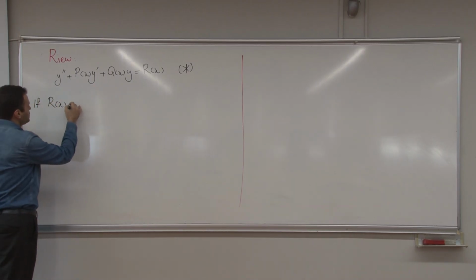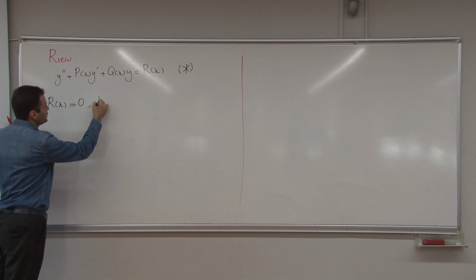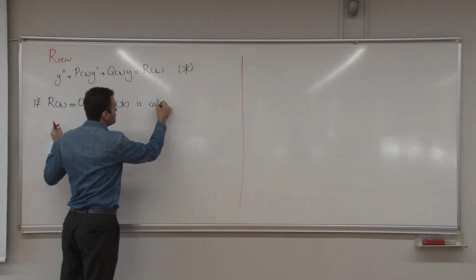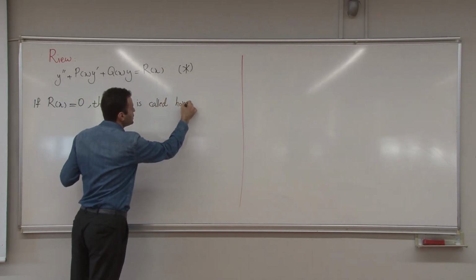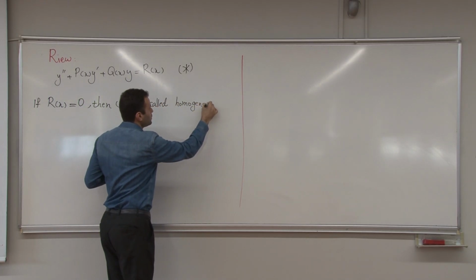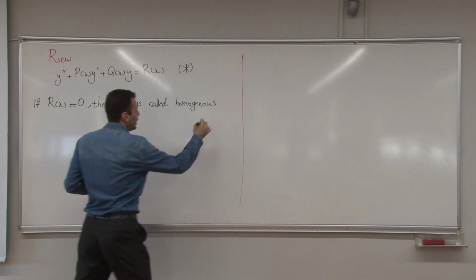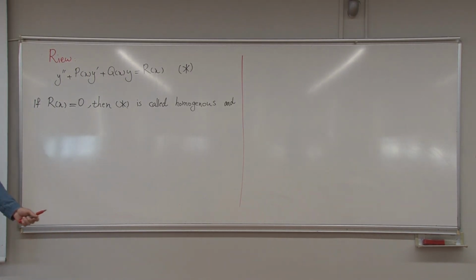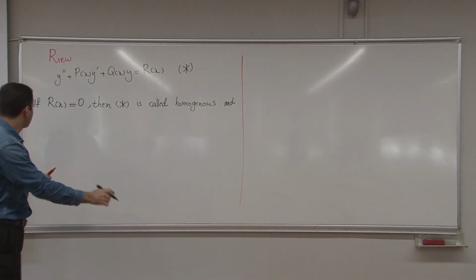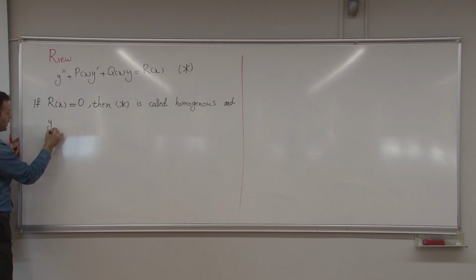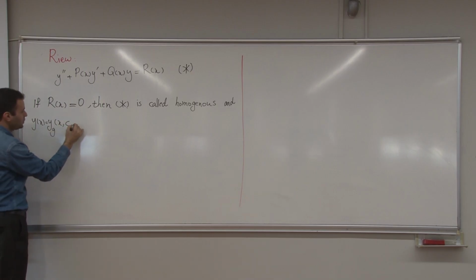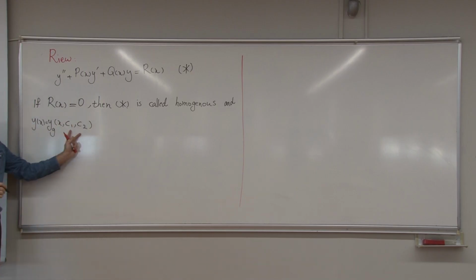If r of x is equal to 0, then the star is called homogeneous. What was the general solution of a homogeneous equation? y of x equal to y, which is depending on two parameters.